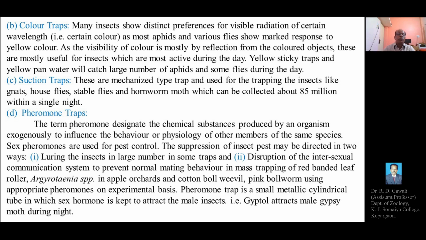So there are different types of pheromones, such as sex pheromones, which are usually used for pest control. Sex pheromones are used for the control of pests. The control or suppression of the insect population can be directed in two ways with the use of sex pheromones.